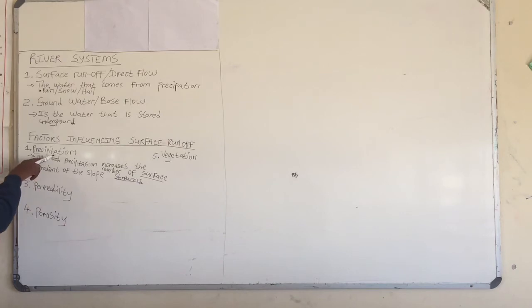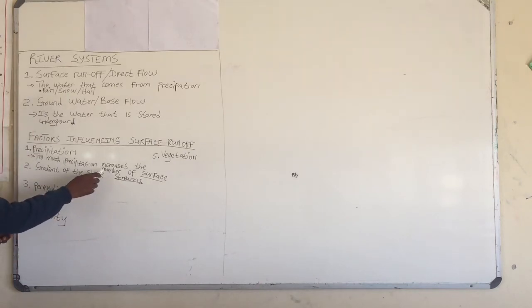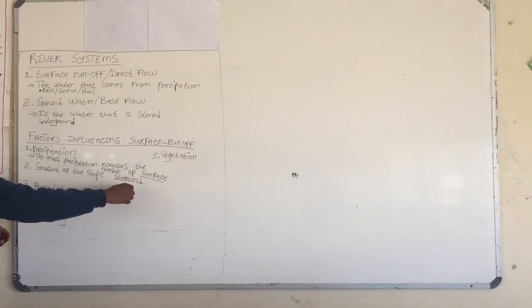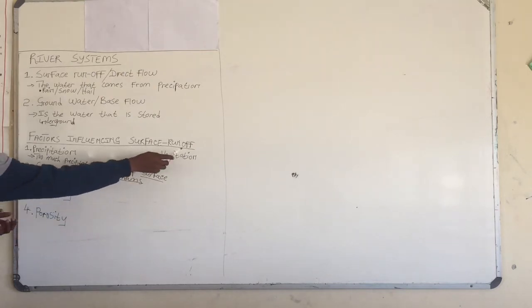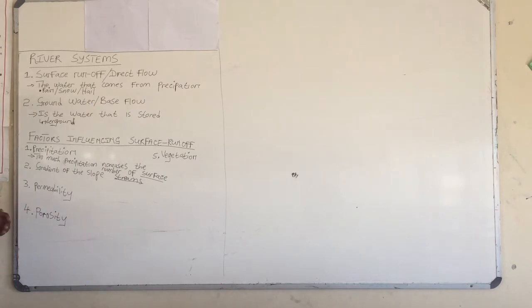And then when there's little precipitation, the opposite is going to occur. When there's little precipitation, obviously there will be little rainfall, so we will have a small amount of these surface streams on the ground. Therefore, the surface runoff will also decrease. And then another thing is the gradient of the slope.